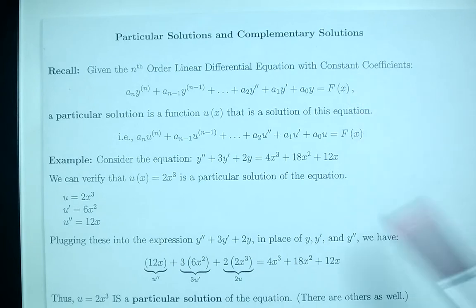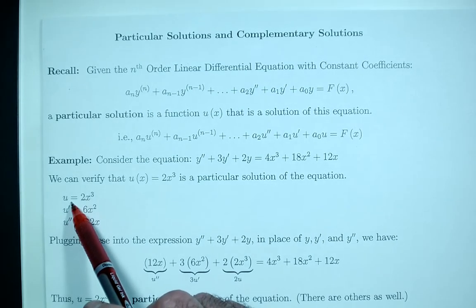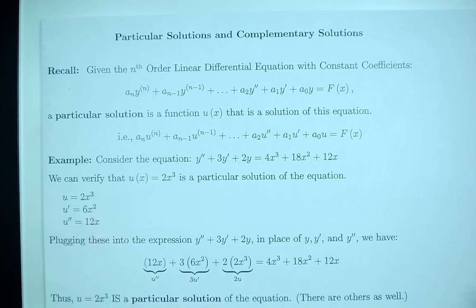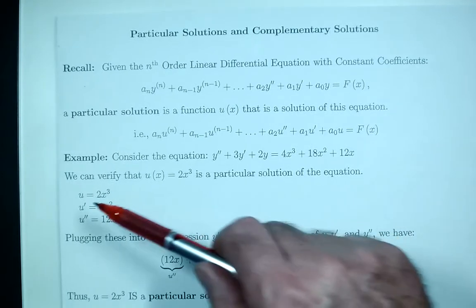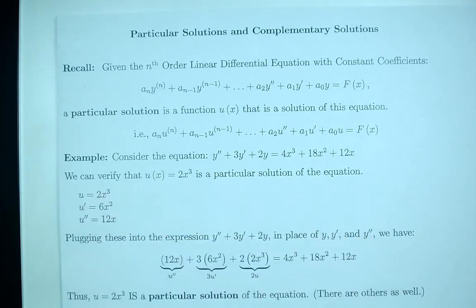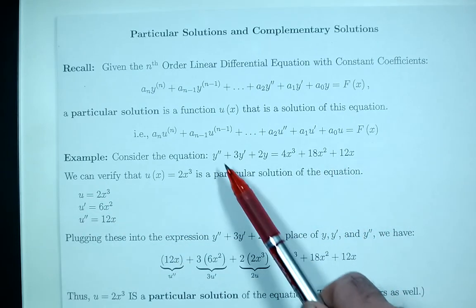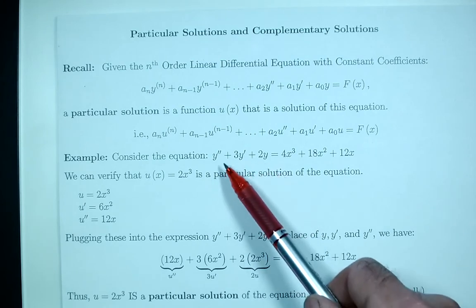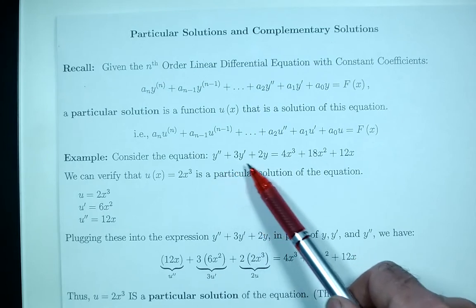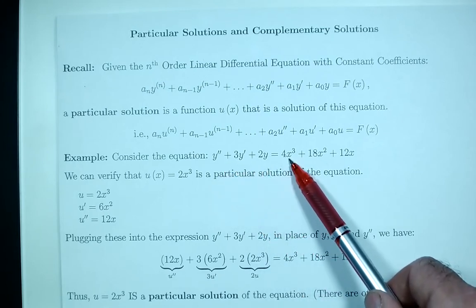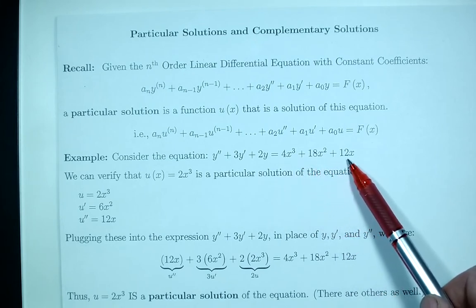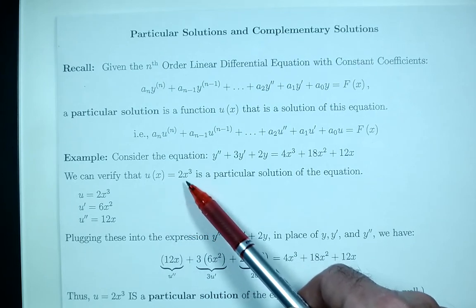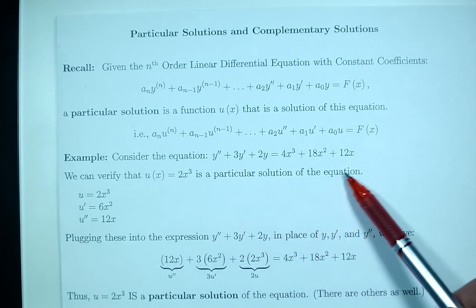And by the way, I will use u and u of x interchangeably, u prime and u prime of x interchangeably. So when I have a u here, I'm talking about u of x and so forth. Let's look at this example. y double prime plus 3y prime plus 2y is 4x cubed plus 18x squared plus 12x. We can verify that u of x equals 2x cubed is a particular solution of the equation.